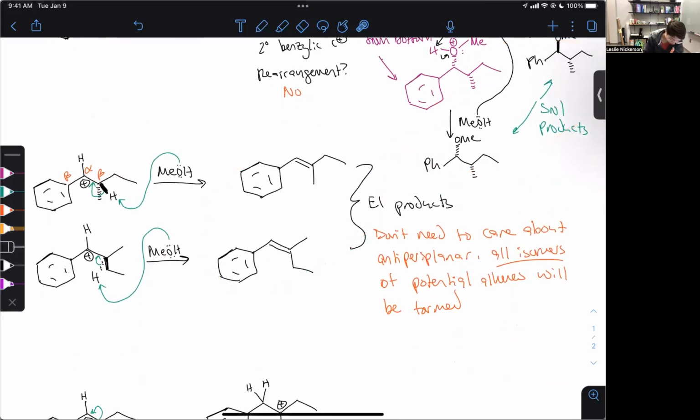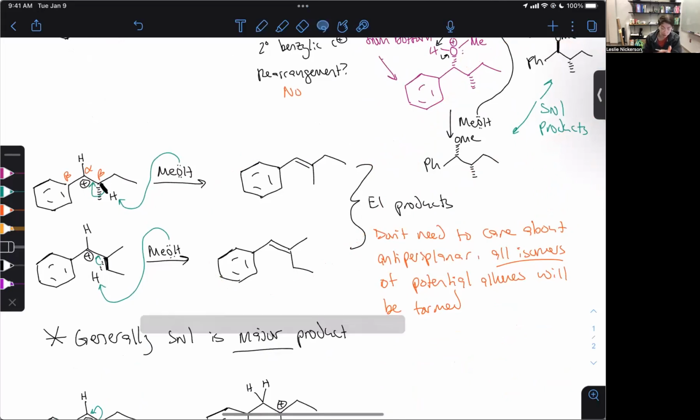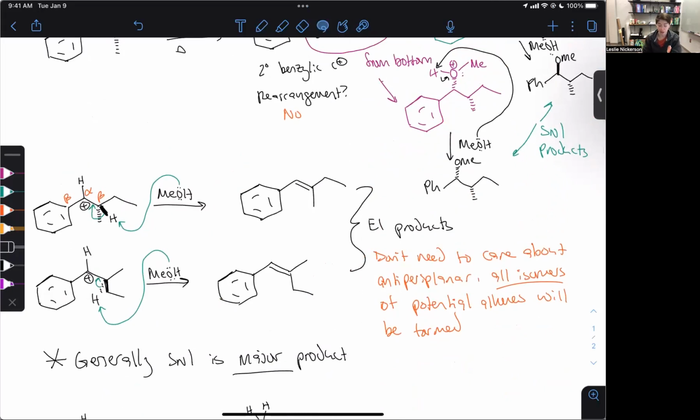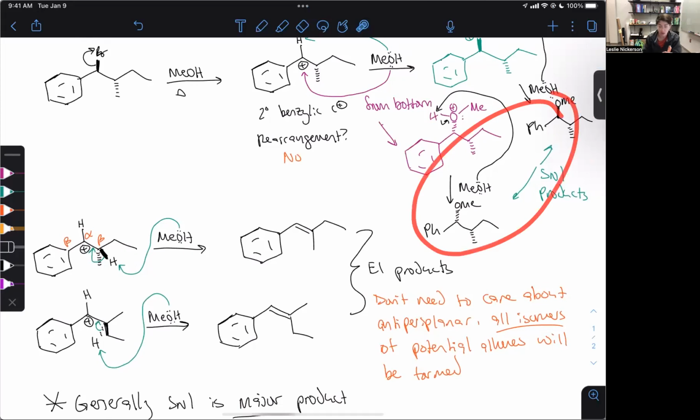So generally, your SN1 is going to be the major product. Your book talks about some specific circumstances where E1 is going to be favored. We're not necessarily going to go into that because it gets a little bit granular, I would say. So for this class, we're just going to consider that most of the time our SN1 products, if we can make them, are going to be the major product if we're looking at an E1 or an SN1 type of reaction.